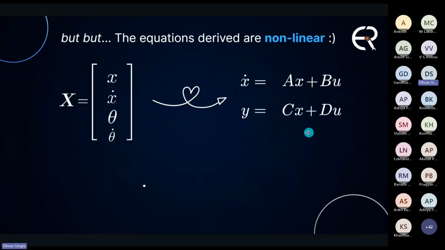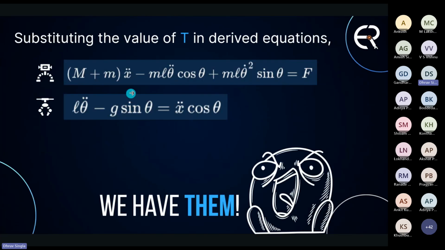But the thing is, are these equations linear? Because we need to have equations of this form, as we can see over here, x dot equals Ax plus Bu, and the output being Cx plus Du. But if we look over here, I can find terms like x double dot, theta double dot, and many more terms, which make the system non-linear. The problem with non-linear systems is not that we can't control them, but we can't directly apply the control system analysis that we have learned so far, like LQR or PID, directly to them, and their study becomes a bit more complex.